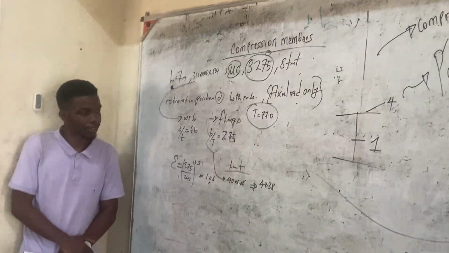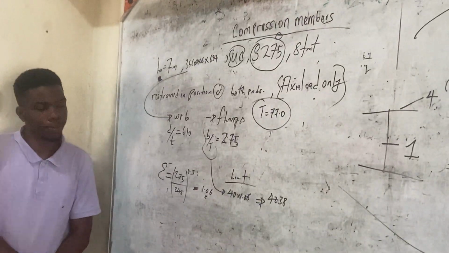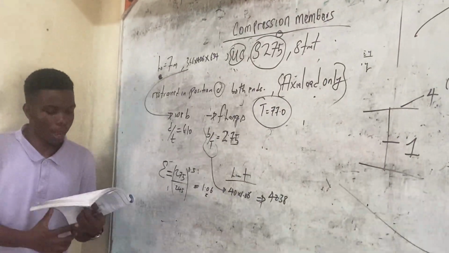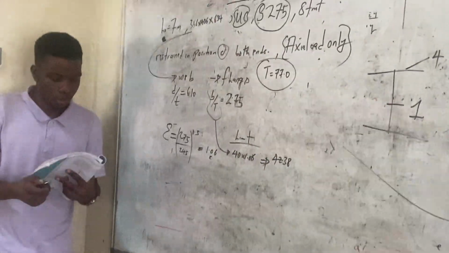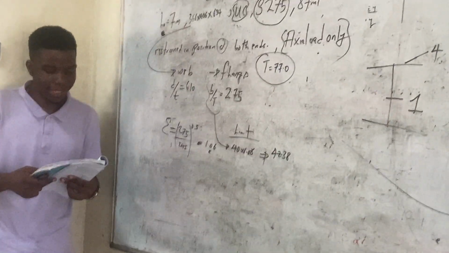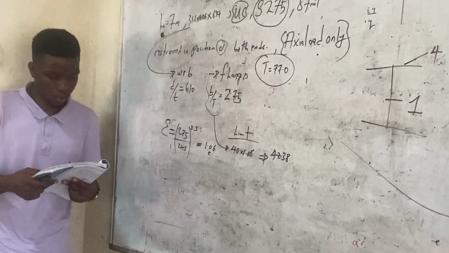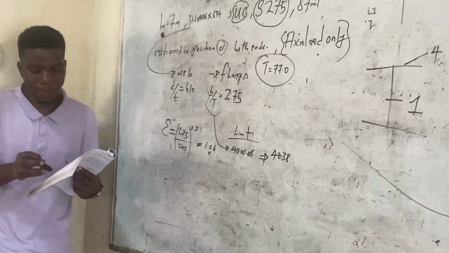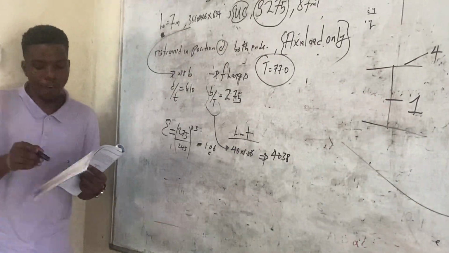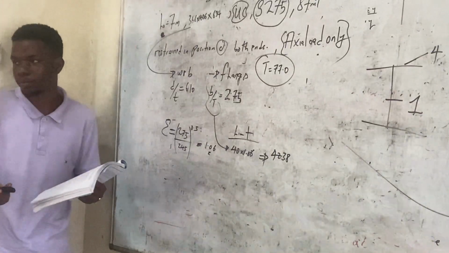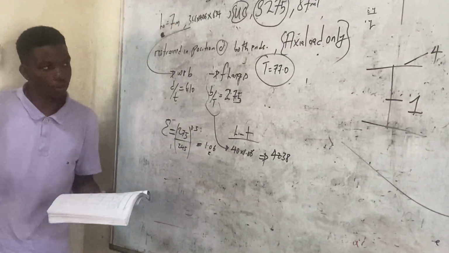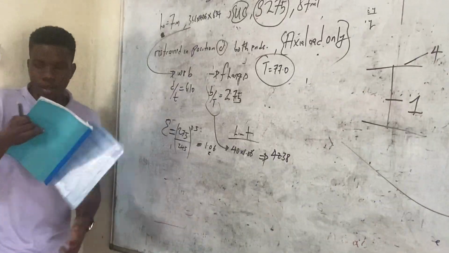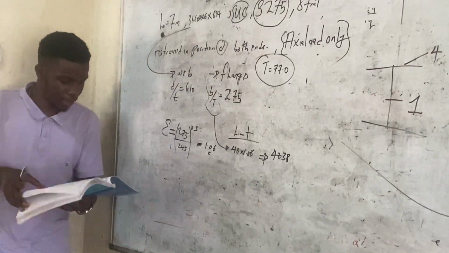So we have that. We also need to classify the web. And to classify the web, we're comparing d/t, with the neutral axis at mid depth. It's also axial compression. So d/t, we're comparing it to 120E over 1 plus 2r2. Check the code. What is r2? Turn your BS code to the next page.